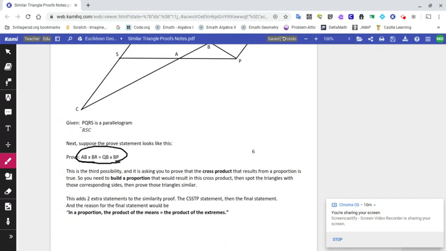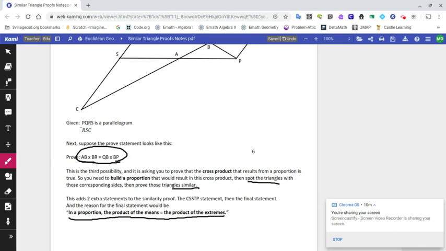Then we need to spot the triangles that we need to prove similar, and then come back forward again. Prove them similar, say the corresponding sides are in proportion, and then our last statement would be this cross product, and our reason would be in a proportion, the product of the means equals the product of the extremes.